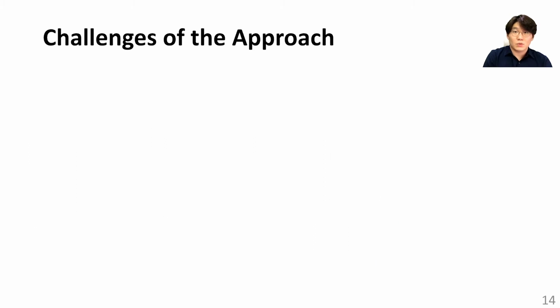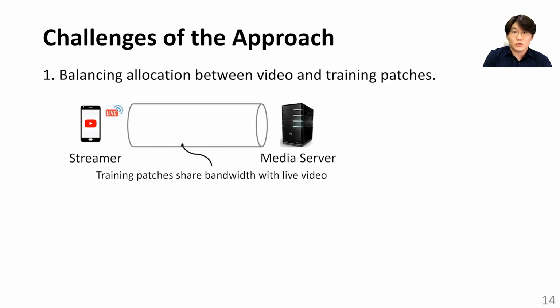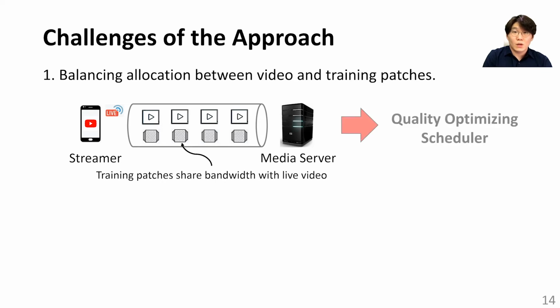The online training approach, however, involves solving non-trivial challenges. First, the high-quality patches that a client transmits share the ingest side bandwidth with live video. Allocating large bandwidth for training patches can improve super-resolution. However, it leaves less bandwidth for live video, which can cause quality degradation. To address the challenge, we introduced the Quality Optimizing Scheduler that effectively balances the allocation of uplink bandwidth between training patches and live video.